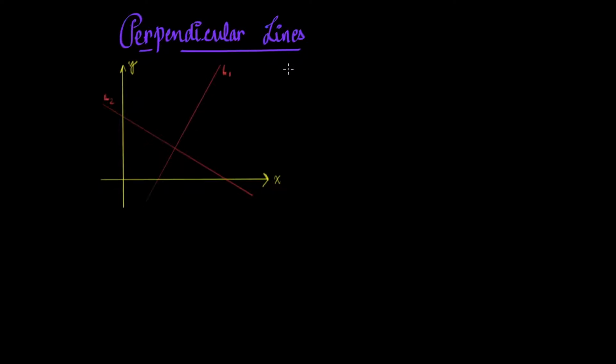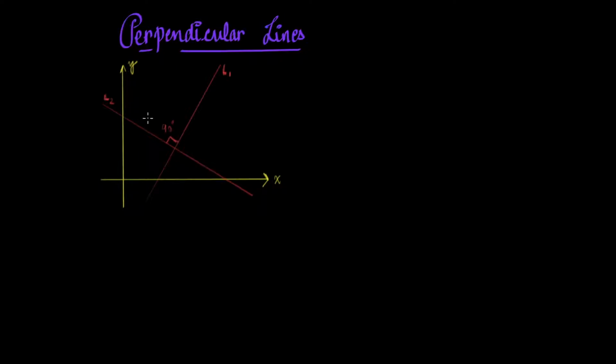So in this video, we'll talk about perpendicular lines and how this fact of the lines being perpendicular to each other manifests in terms of their slopes. Right, so the first thing to understand is what do you mean by perpendicular lines? Well, as the name suggests, two lines are said to be perpendicular if they intersect at 90 degrees.